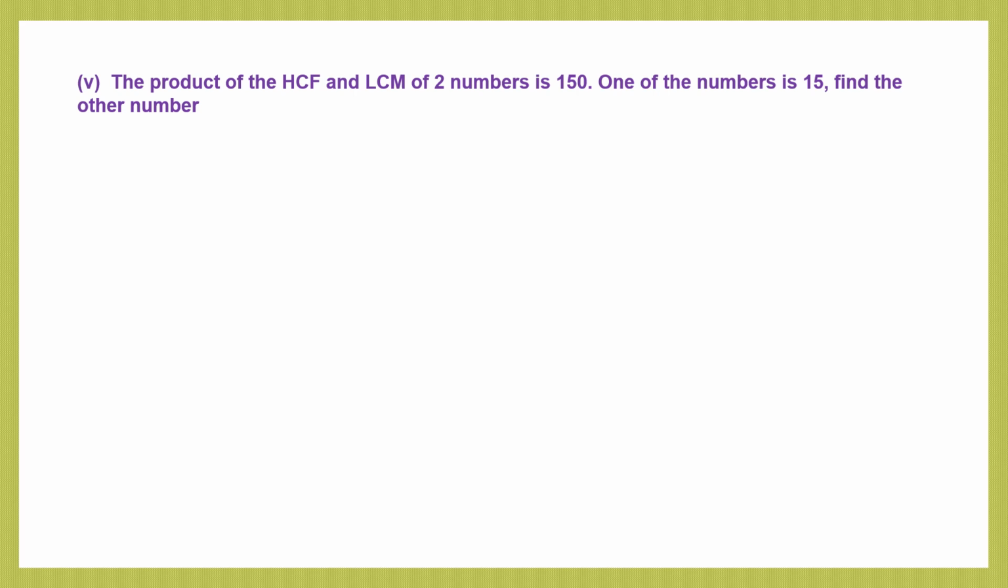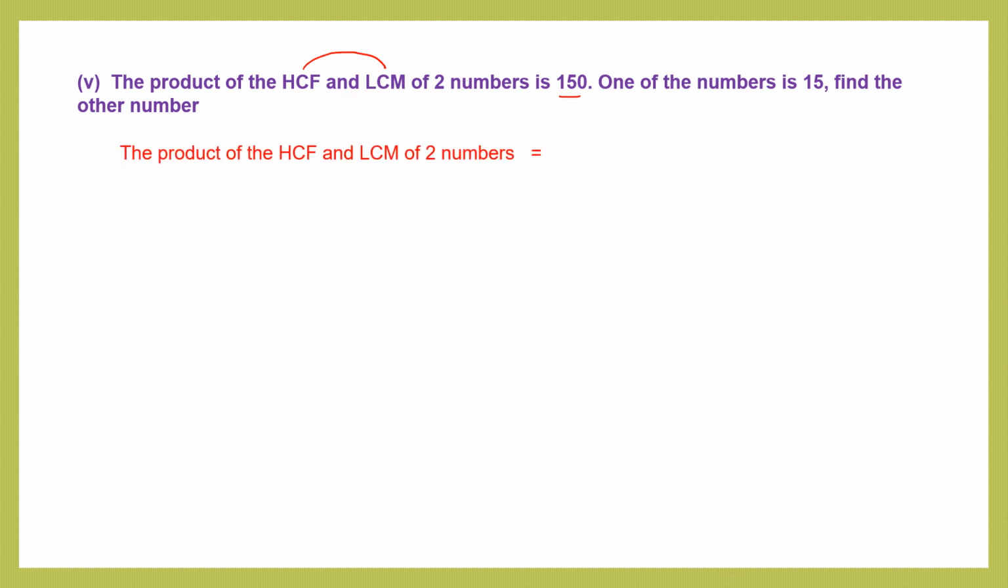Question 5. The product of H.C.F and L.C.M of two numbers is 150. Product means when we multiply. When we multiply H.C.F and L.C.M, you get 150. Now, here it says one of the numbers is 15. Find the other number. So, there's a very important property which says when you multiply two numbers, any two numbers, it is equal to the product of that HCF and LCM of those two numbers. So we're going to keep that property in mind and work out.